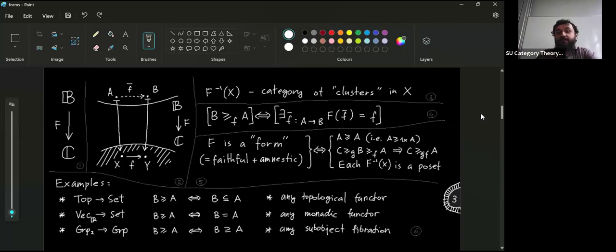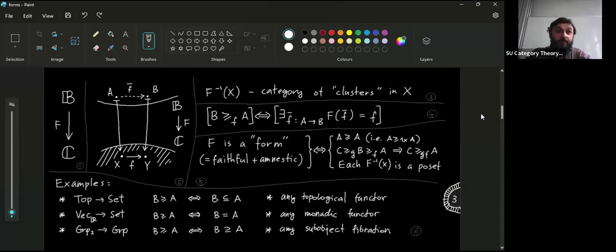Any monadic functor is also faithful and amnestic, hence it's a form. In this case, in example 2 there, from vector spaces to sets, you'll take a set and ask yourself, okay, can I understand the set better by looking at all the vector space structures on this set? And of course, in these two cases, it's a bit silly to try to understand sets by looking at topologies or vector spaces over it.